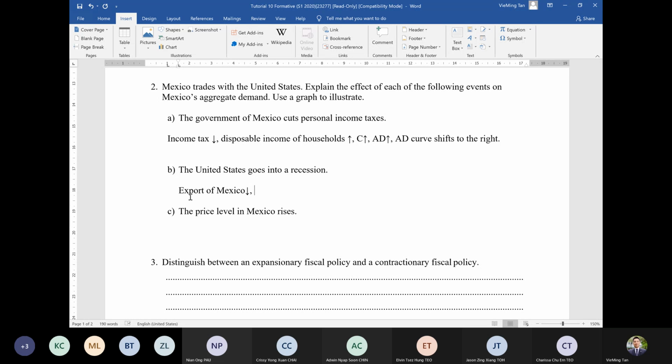So if the export is reducing, that means this will usually reduce the net export. Okay. And what's the consequence? The consequence is AD is going to reduce in Mexico. If AD in Mexico is reducing, that means the AD curve will shift to the left. I put Mexico so that you're not confused.